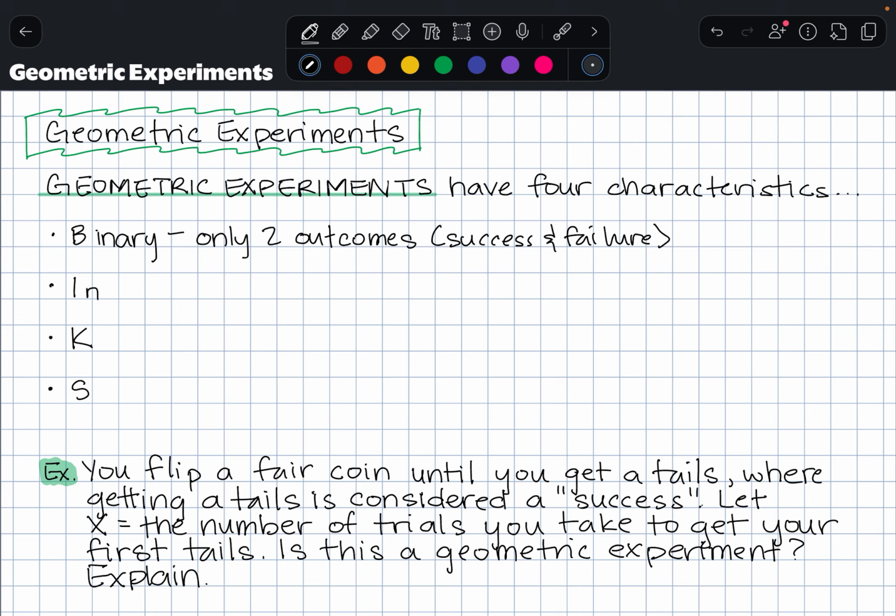Next one is the independent condition. We need trials to be independent of each other. And then the last one, S, is the same as it was before. We need the same probability of success for each trial.